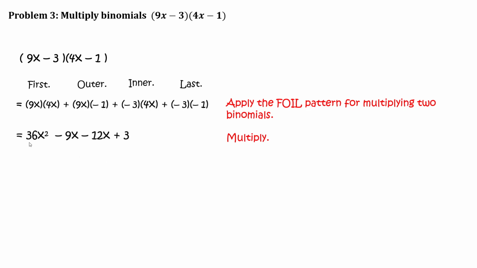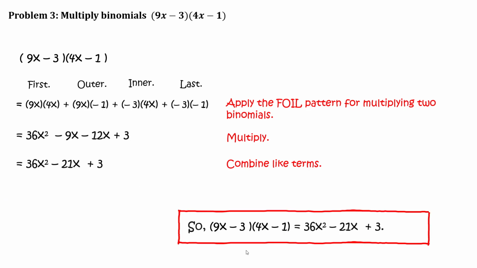So I'm going to multiply: 36x squared minus 9x minus 12x plus 3, and then combine like terms to get 36x squared minus 21x plus 3. So 9x minus 3 times 4x minus 1 equals 36x squared minus 21x plus 3.